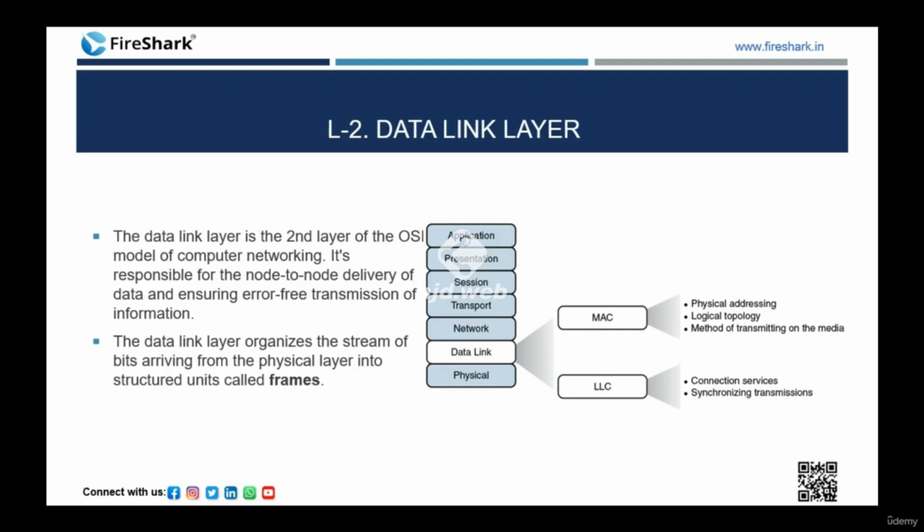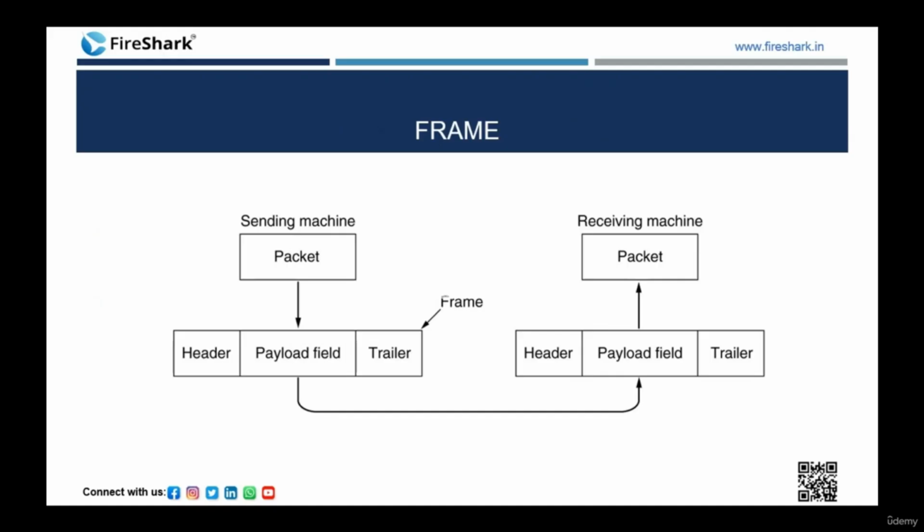Okay, the next one is the frame. On the data link layer, this shows how framing is structured between the sending machine and the receiving machine: the packet arriving from the above layers, and the header, payload field, and trailer. This is called framing. When data is framed with additional information like a header and trailer, it then goes to the receiving machine. This process happens on the data link layer.